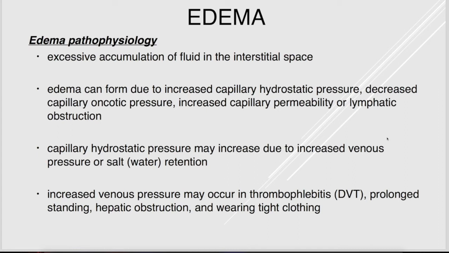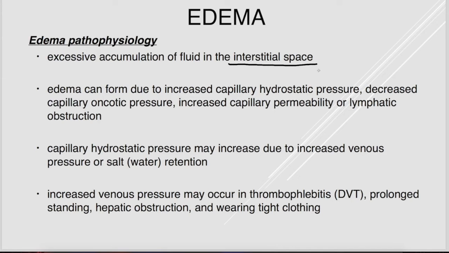Then we talked about edema. This is excessive accumulation of fluid in the interstitial space. So that's an important part. This is fluid that's accumulating in the interstitial space, not inside the cells. Now, this can be due to a number of factors, one being capillary hydrostatic pressure increases or decreases in capillary oncotic pressure, obstruction of the lymphatics, that's called lymphedema, or increased capillary permeability, which we see in inflammation.